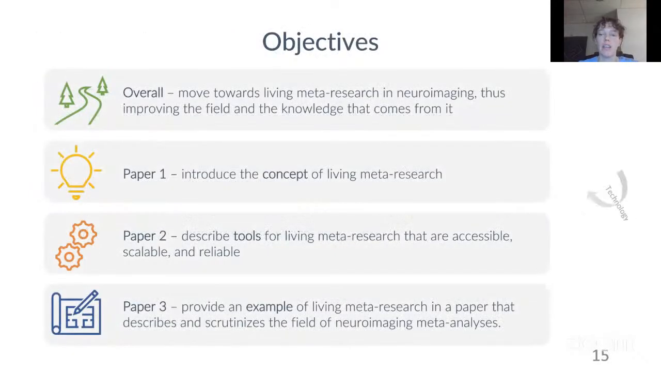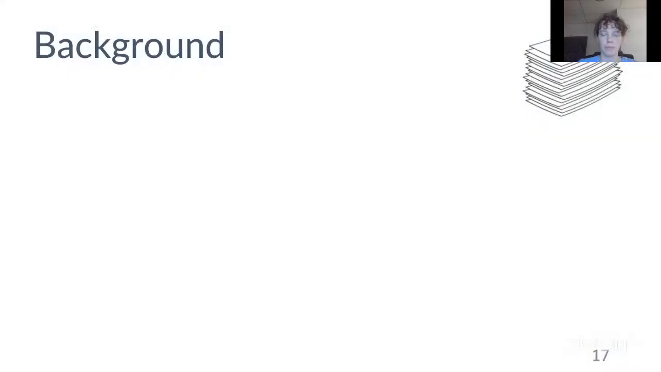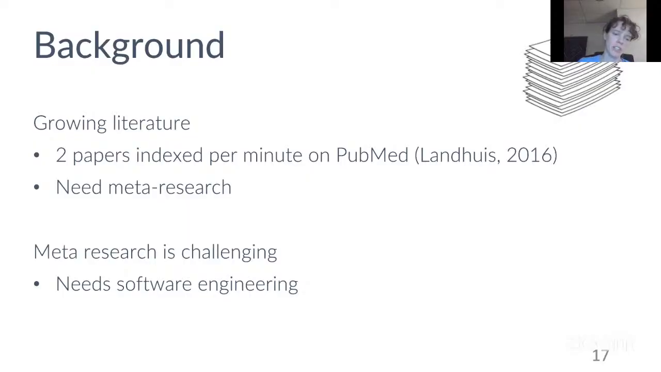So now we move on to the second paper, which talks about some tools that we've built for doing living meta research. And this is already published as a peer-reviewed preprint in eLife. So as background to this, 2 papers are indexed on PubMed per minute. That was in 2016, so probably there's even more. And we have a need for meta research in order to make sense of the growing literature. However, meta research is challenging, and it needs software engineering in order to be done in an efficient and reproducible way.